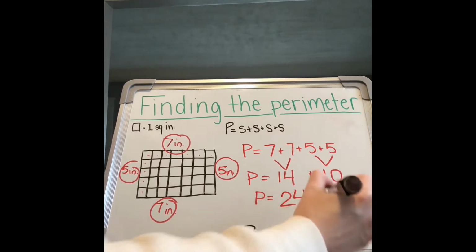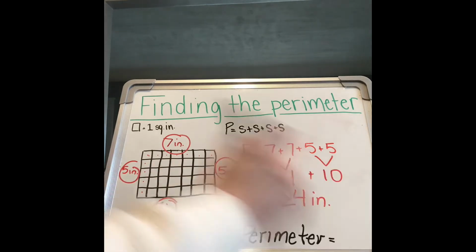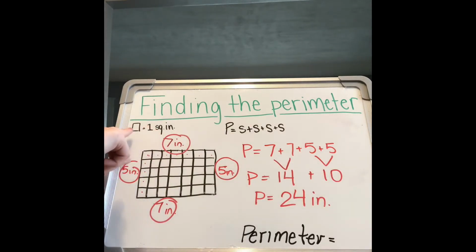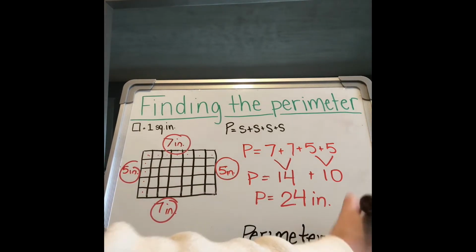inches. We always want to make sure to label our answer with the correct unit. Because the key told me 1 square is 1 square inch, we know that it's 24 inches.